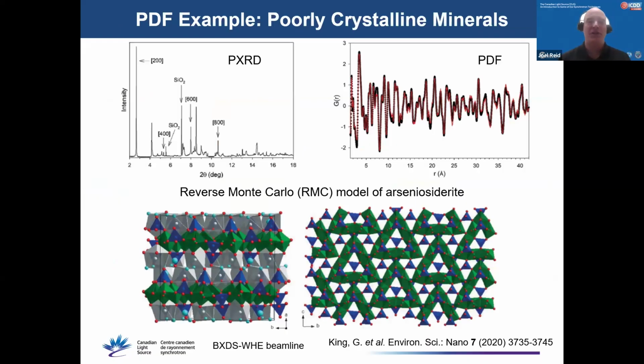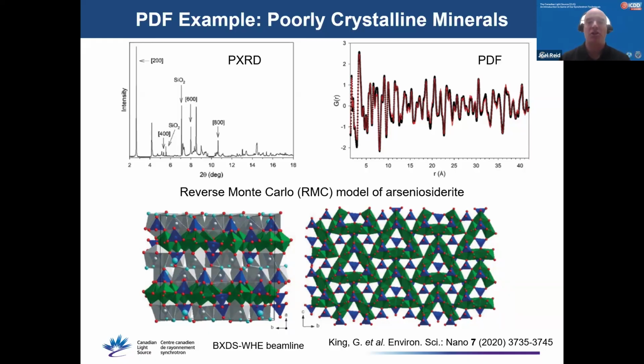So pair distribution function, or PDF analysis, is a total scattering technique, and it's a very powerful way for studying poorly crystalline materials. Some minerals have been noted for decades without complete structural characterization because of poor crystallinity or disorder. The mineral arsenosiderite is frequently observed in ore deposits and mine waste, and understanding its structure has important implications for dealing with arsenic in tailings.